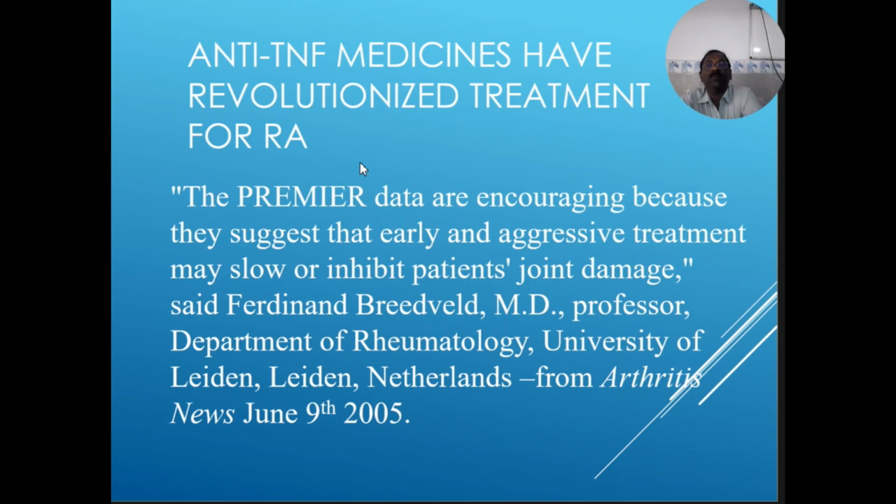Anti-TNF medicines have revolutionized the treatment for rheumatoid arthritis. So this is the premier data. They are encouraging because they suggest that early and aggressive treatment may slow or inhibit the patient's joint damage. So that's a very important point. So our aim is to reduce the speed of the progression, that means slowness of the disease, or sometimes we have to inhibit the patient's joint damage. That is very important, inhibition. So both can be done by using these biological drugs.